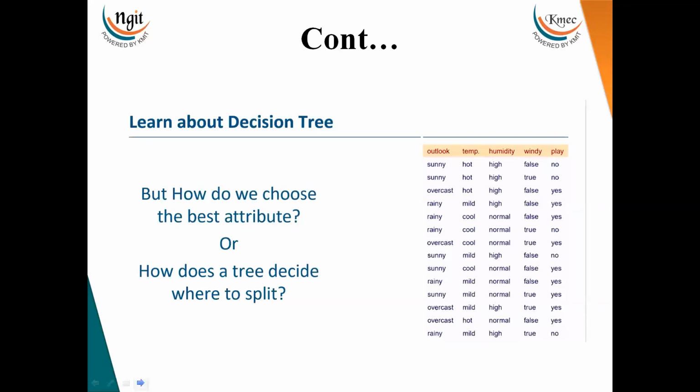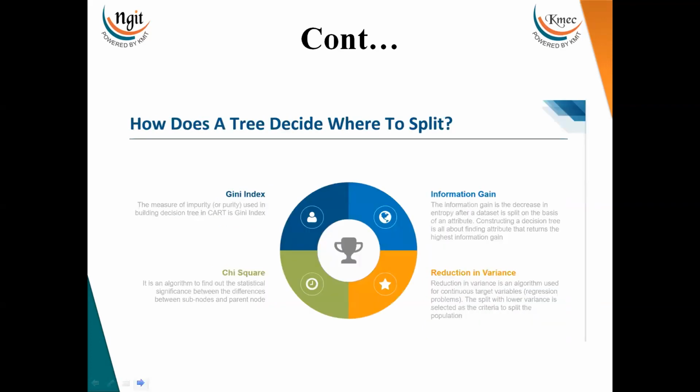How can I decide that I should split my tree in such a way that I can construct a good decision tree which will give me better accuracy? That is the biggest question in the case of decision tree. So whenever we are talking about decision tree, we should know certain terminology: first is information gain, second is reduction in variance, third is chi-square, and fourth is Gini index. We'll discuss one by one what those terminologies are.